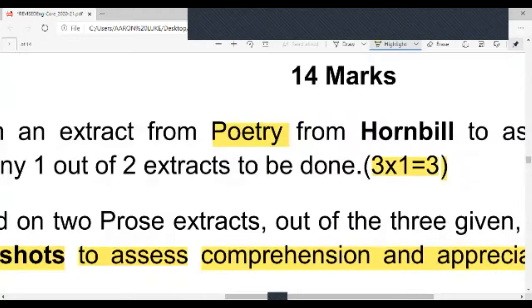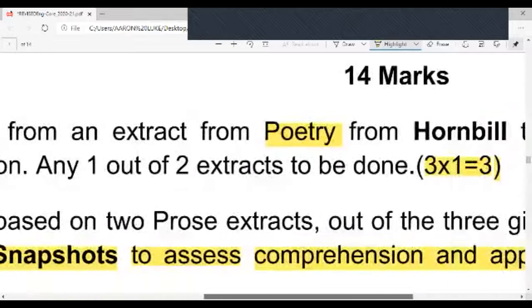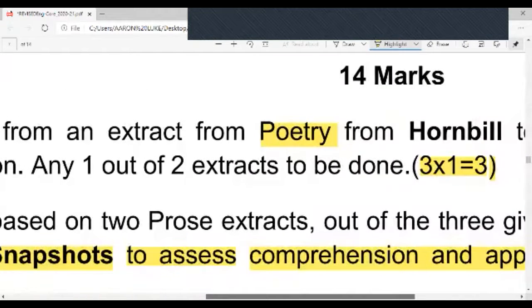Remember, it is not a descriptive question. They are MCQs; the type of question is called MCQ type. So from which book will question number 5 come? Hornbill. Whether it is prose or poetry? It comes from poetry.